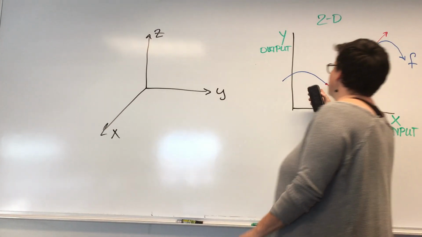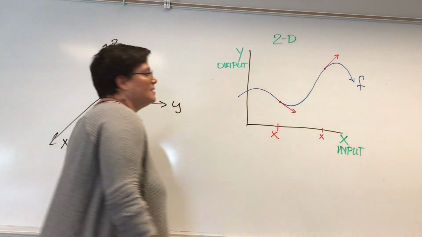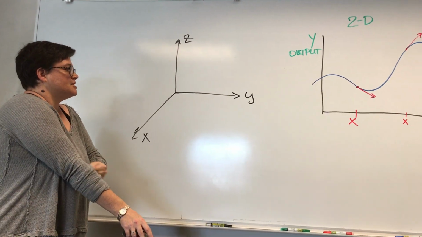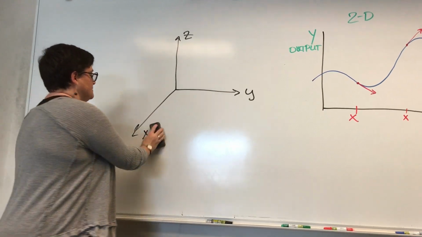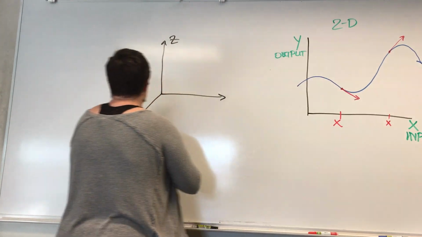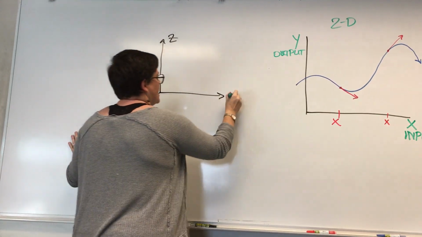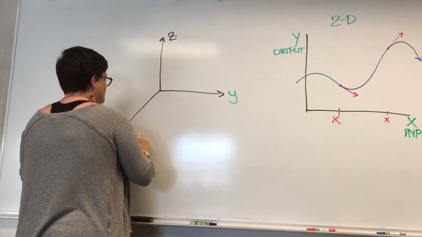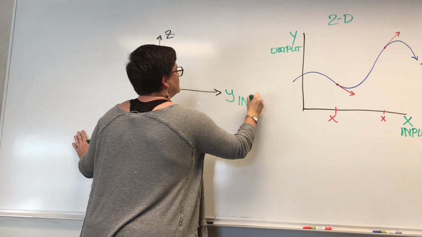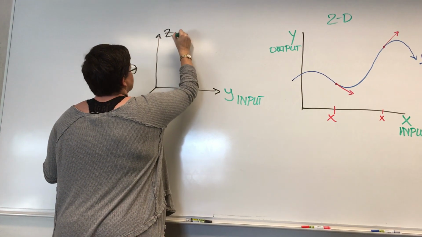So before we were working in 2D just with lines. Well, in 3D we work with surfaces. We don't work with lines. So I'm going to talk to you guys about surfaces here for a second. But before I do, let's talk about input variables and output variables. X and Y are now our input variables. And Z is our output.